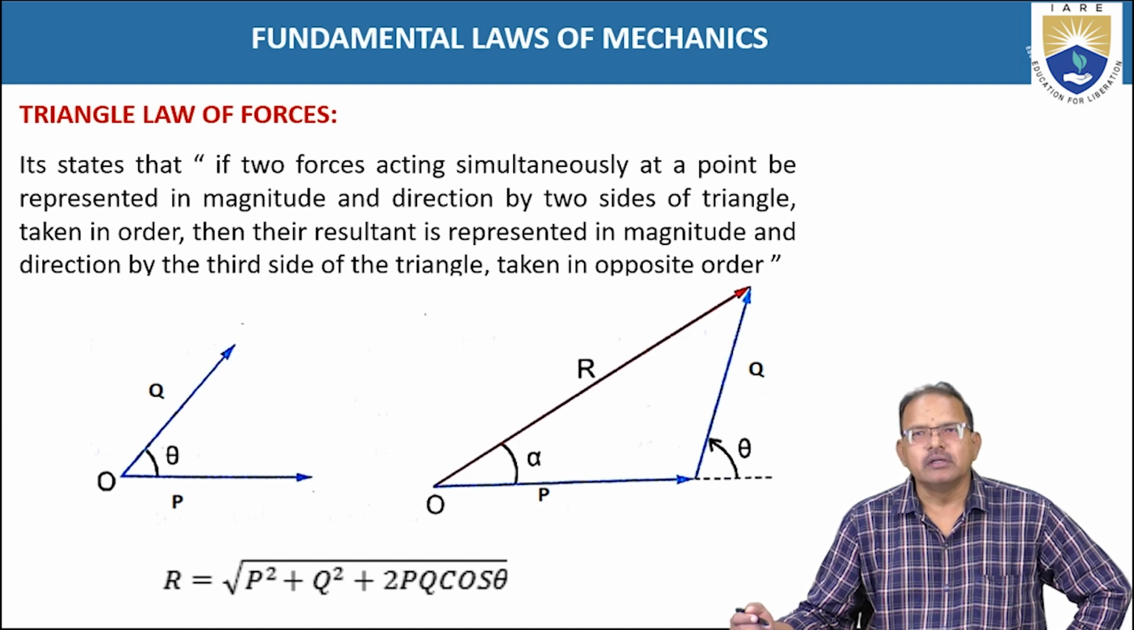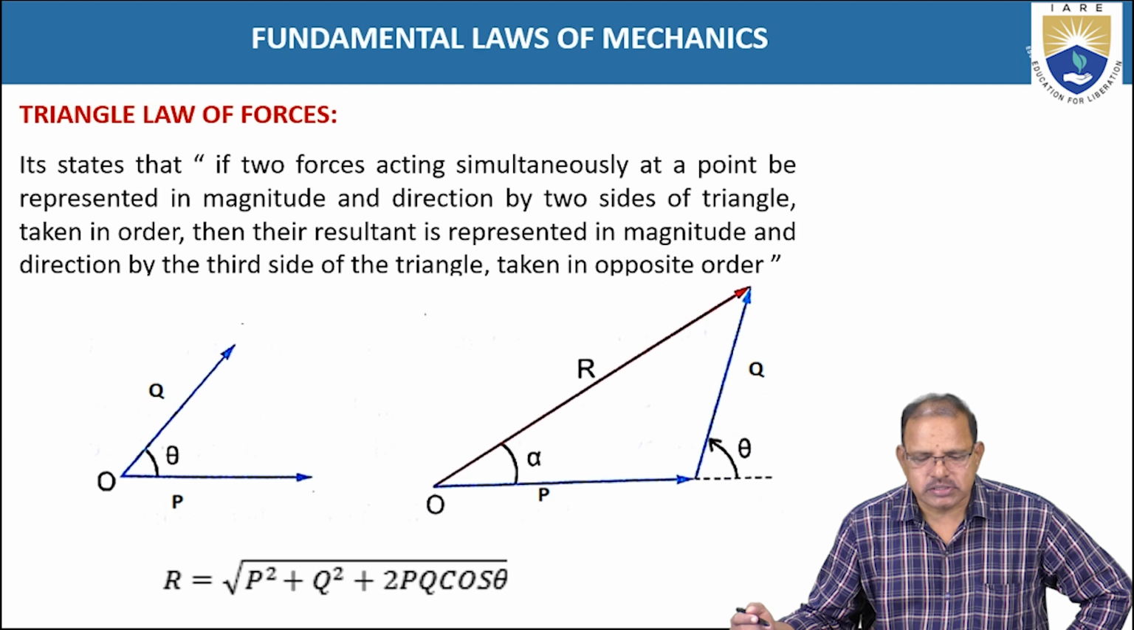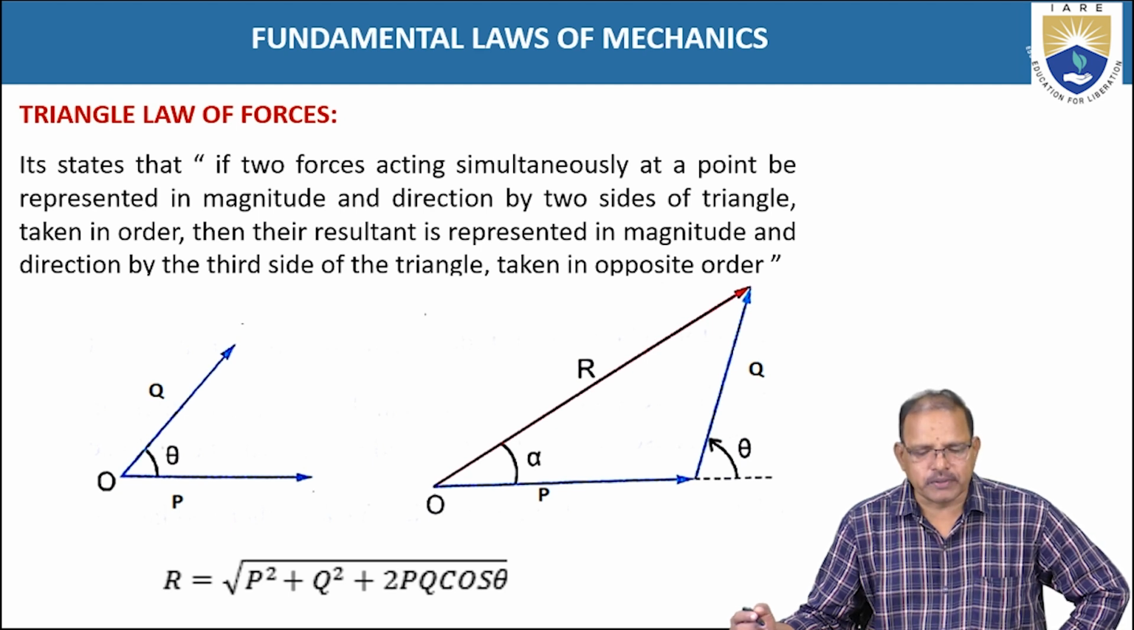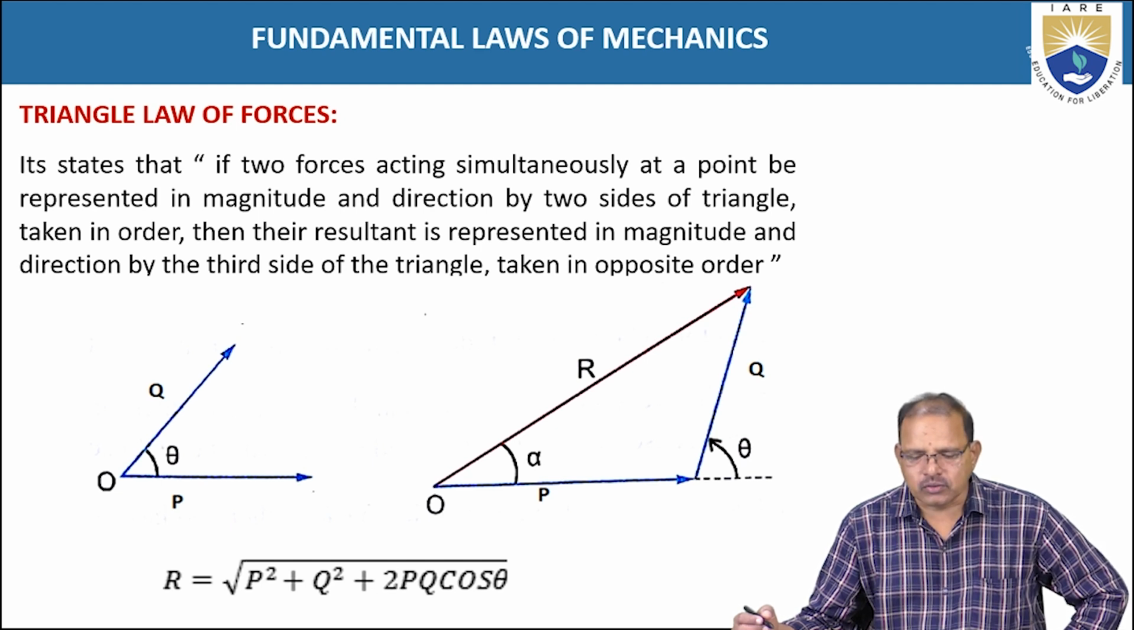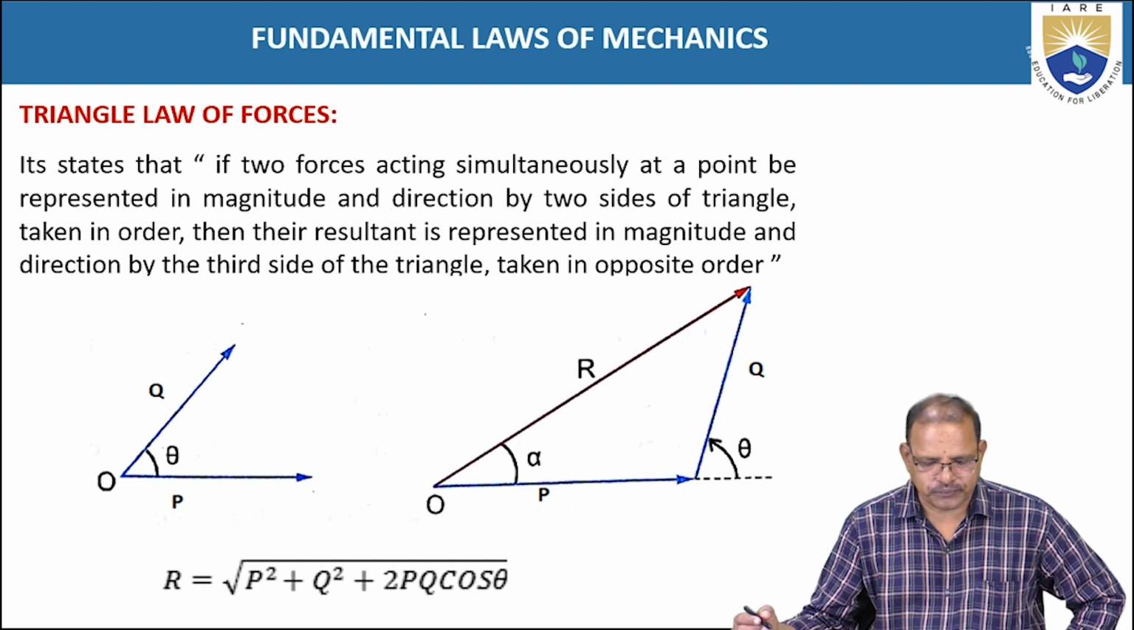According to this law, if two forces acting simultaneously at a point are represented in magnitude and direction by the two sides of a triangle taken in order, then the resultant of these two forces can be represented as the closing side of the triangle, but taken in opposite order.